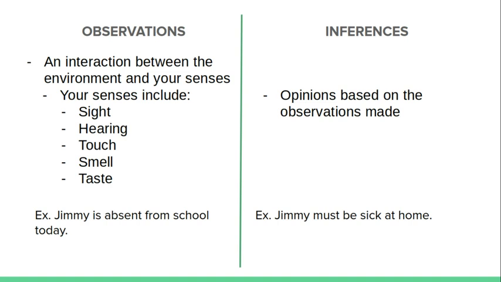So it's pretty simple. Observations are things you can see, smell, touch, taste, or hear right then and there. And an inference is taking one of those things and making an opinion on it. So maybe if we're in a Zoom call and I can hear a dog barking in the background, maybe I can infer that that dog lives with you. But it might be your neighbors, or your little sister might be watching something on TV that has a dog. Okay? So let's practice.